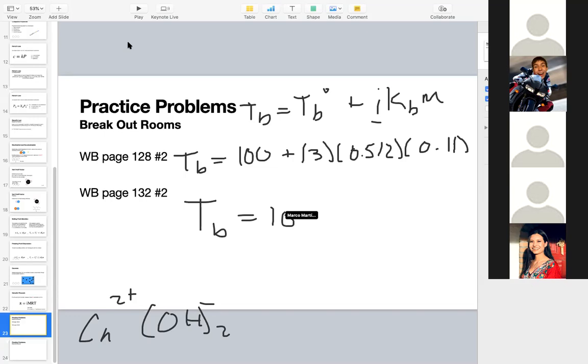Yeah, so it'd be 100 plus right here is about 0.17. So if you just round up, it'll be 100.17. So not too big of a change, but a change nonetheless. And that's only half of the problem. So we know we're also going to be looking for the freezing point. So if everyone's good here, I'm going to clear the screen.